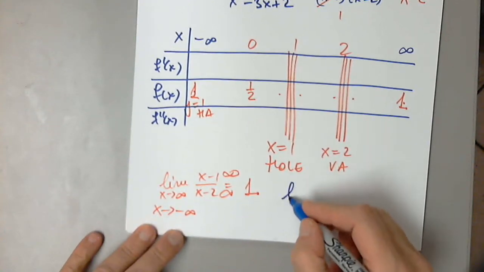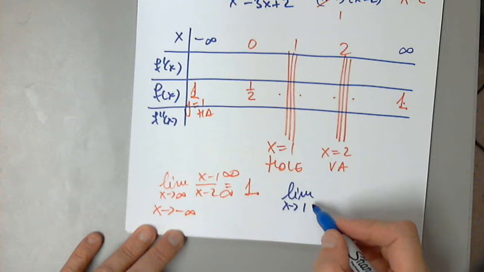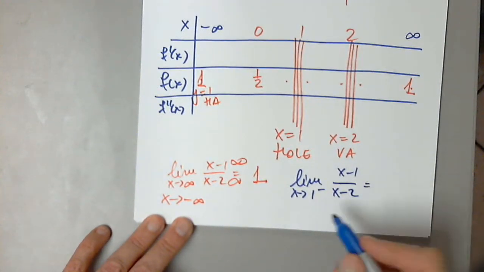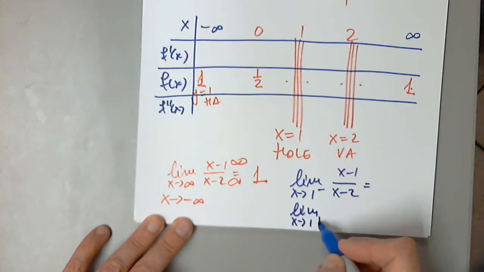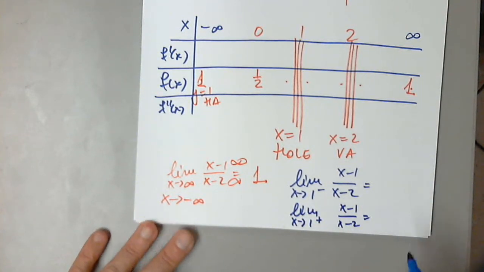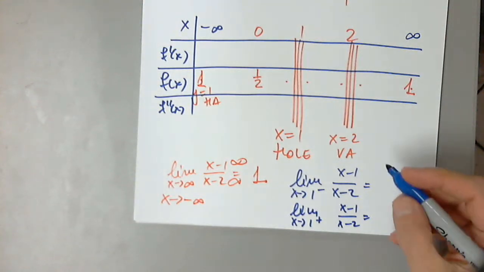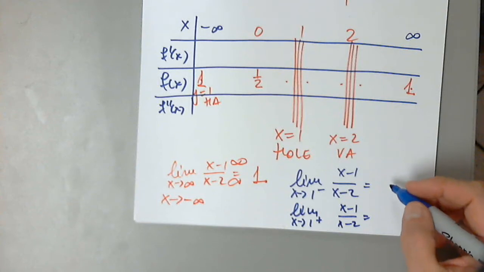So let's determine the limit as x approaches 1 from the left of (x minus 1) over (x minus 2), which will be the same as the limit as x approaches 1 from the right of (x minus 1) over (x minus 2). Can anyone give us this number? It's not infinity. It's a removable discontinuity. When we plug in 1, what do we get? The top is 0, and the bottom is -1. So the answer is 0.